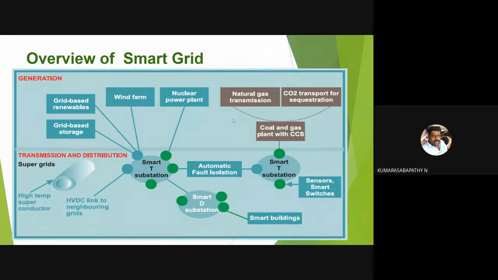We will be using a net metering device, that is a smart metering device. The power which will be consumed will be taken into account, as well as the power which will be generated from an individual house will also be taken into account. So the difference between them will be given as a value to pay to your provider.